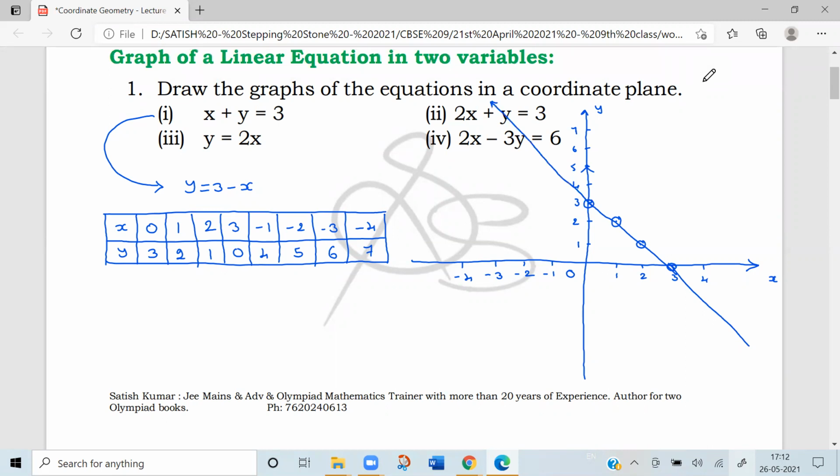Now, you can check whether the other ordered pairs also lie on this line or not. When x is minus 1, y is 4. When x is minus 2, y is 5.